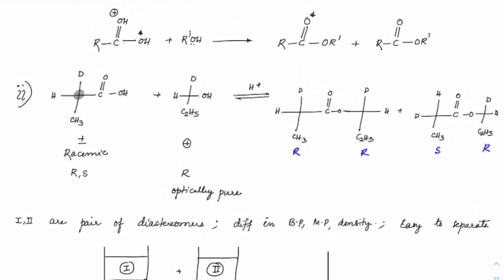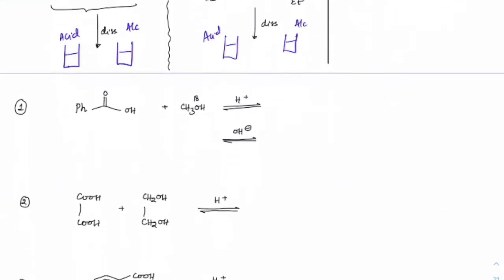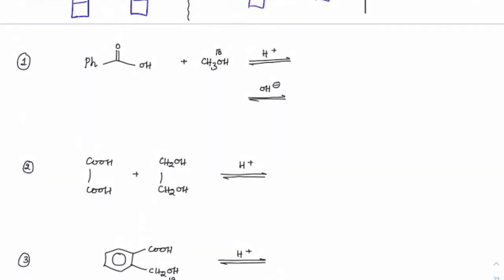See, esterification is always a reversible reaction, correct? It follows Le Chatelier's principle, which means if any reactant is in excess, the reaction will go in the forward direction. If there is anything in excess in the product, the reaction will go in the backward direction. Now, what are the types of questions that can be asked? We have done similar questions in alcohols, so let us just revise them.